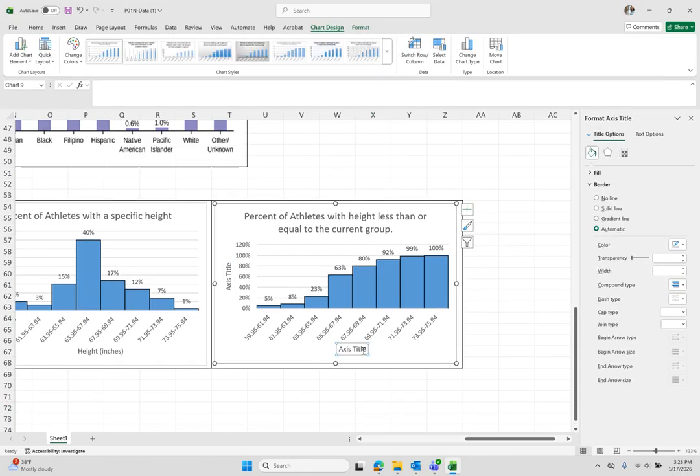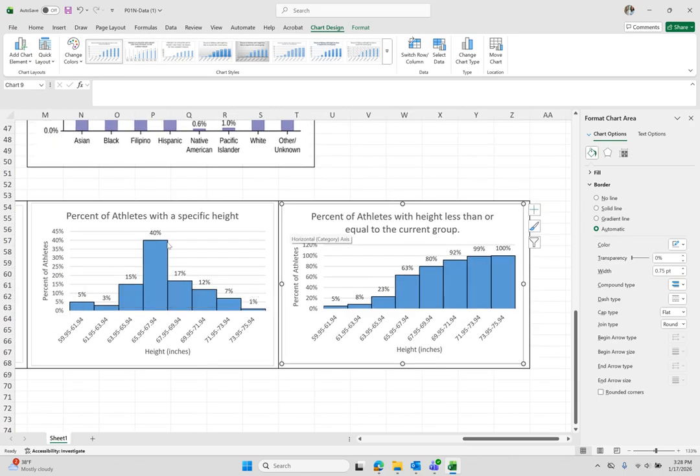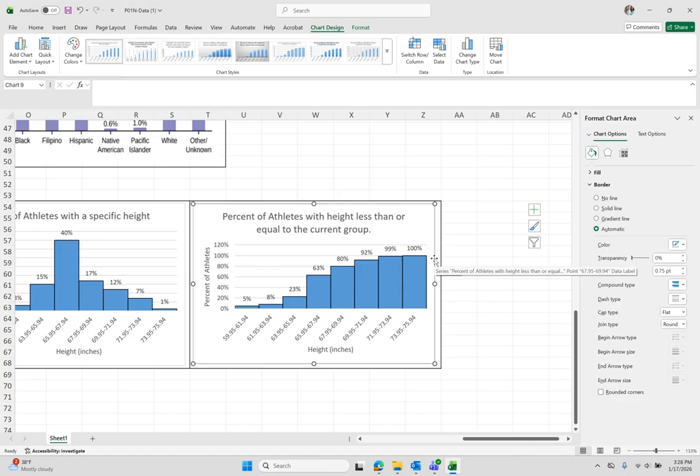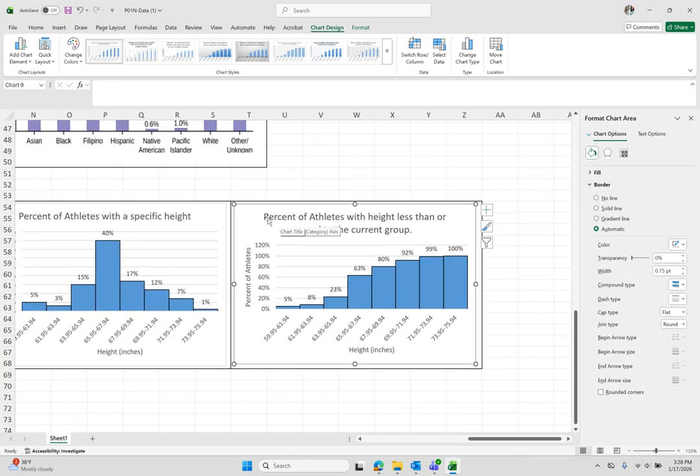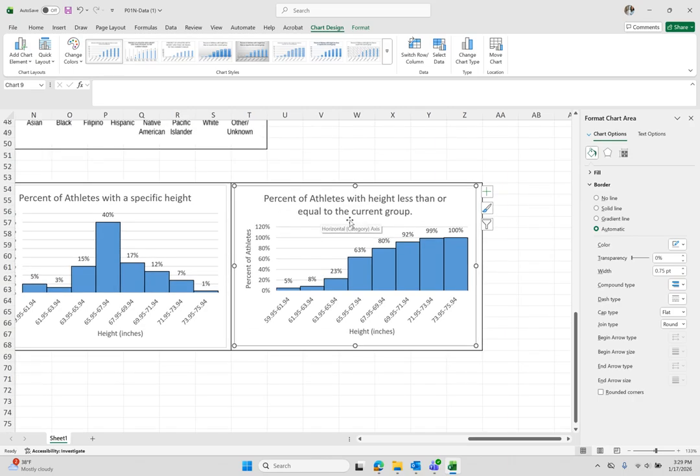And the bottom is the height in inches. This is the variable that we are investigating. The category here is still percent of athletes. This is the description of what the vertical axis indicates. However, the title now will explain to us what is the difference between relative frequency and cumulative relative frequency. So here, this graph says that we are showing you the percent of athletes with heights less than or equal to the current group, right?